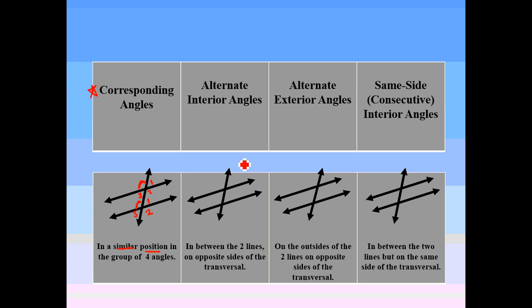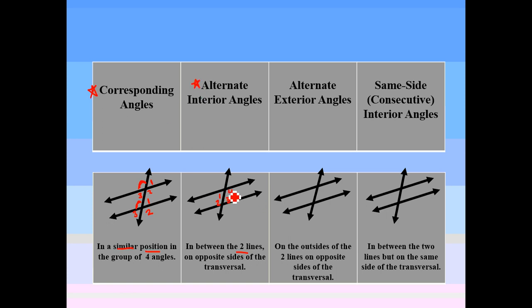Alternate interior angles. Interior angles means that they're going to be between the two lines. We have an angle 1 and an angle 1, we have an angle 2 and an angle 2. I should probably do 1, 2, 3, 4. Let's do that. 1, 2, 3, and 4. All right, in between the two lines, they're going to be on opposite sides of the transversal. So it's going to alternate sides of the transversal.